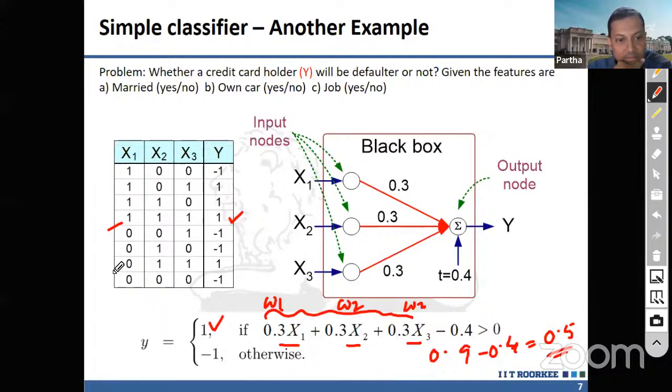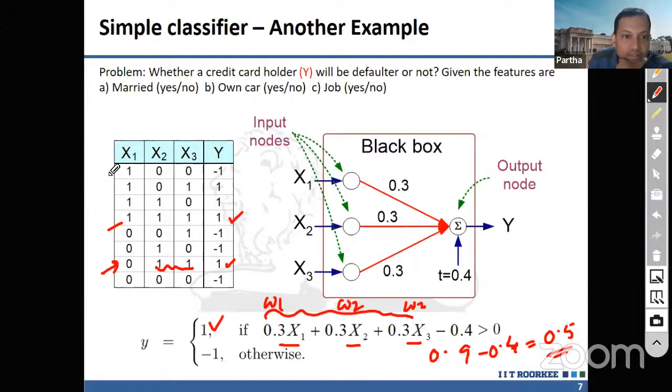So let us consider another data point, this one, 0, 1, 1, with output 1. Okay, so here x1 will be 0. 0.3 into 0, 0.3 into 1, that means 0.3 plus 0.3, it will be 0.6. 0.6 minus 0.4, then it will be 0.2. Okay, so that is also correct, it is positive.